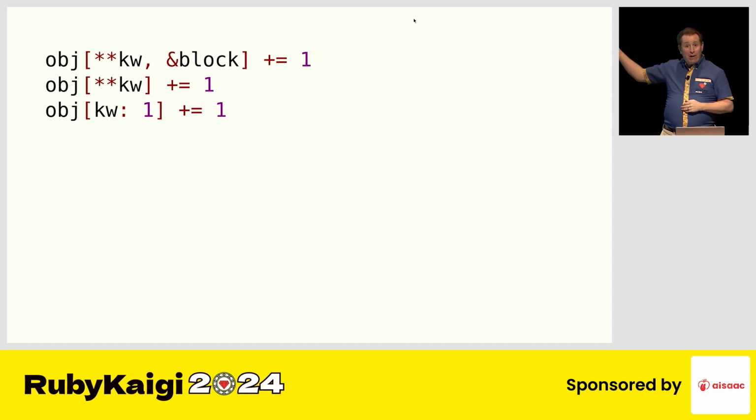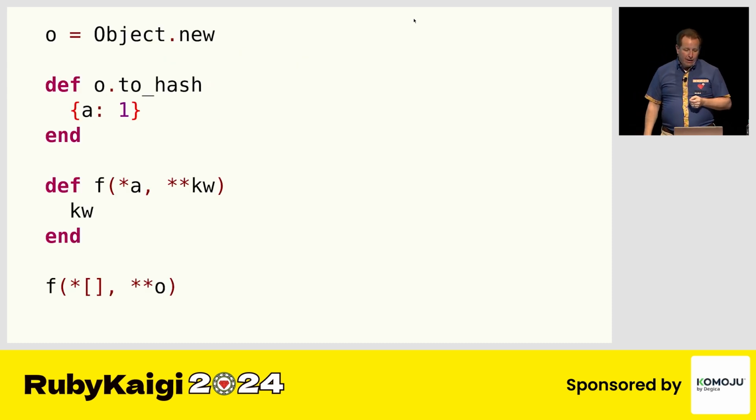Now, support for both blocks and keywords has been removed from the operator assignment syntax, so these will all result in a syntax error in Ruby 3.4. Another bug I found when I first started working on the splat array optimizations was introduced by keyword splat separation, and it affected this code.